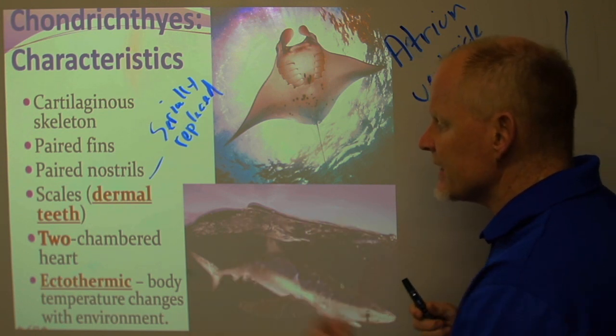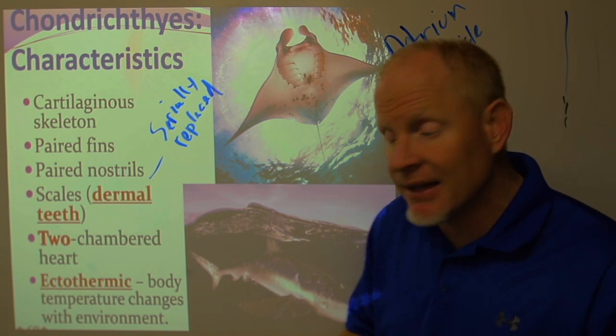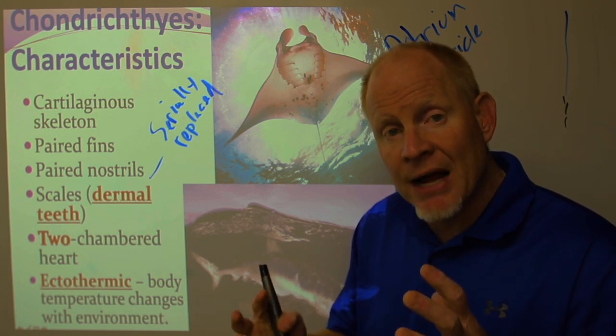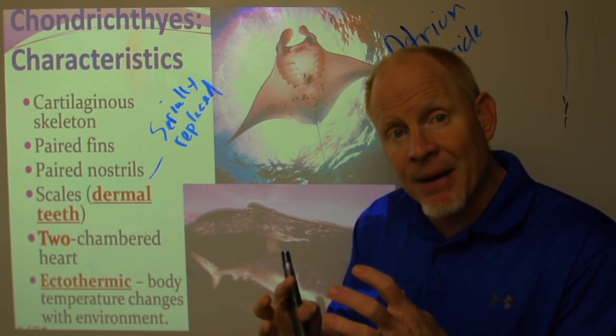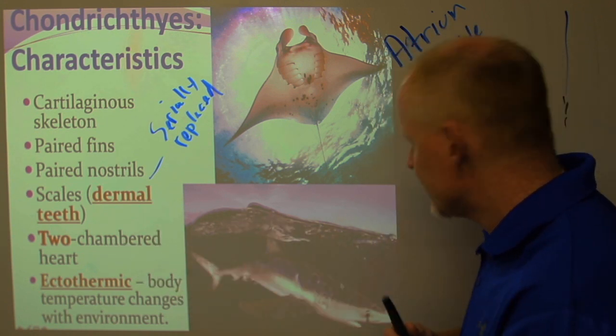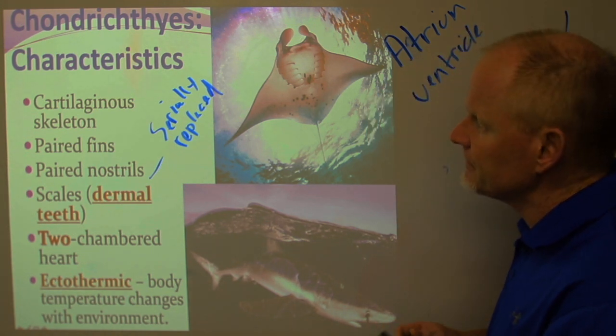They're also mostly ectothermic, which means that their body temperature is the same as the environment they live in. Now, there is some recent evidence that there are a few derived shark species like great whites, which are endothermic. They actually maintain a higher body temperature than the water around them, but only by a few degrees. So most of the sharks, for our exam purposes, are going to be ectothermic.